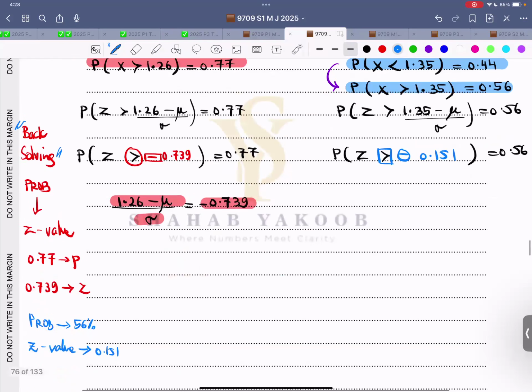So what is the equation standardized? That is (1.35 minus mu) divided by sigma is negative 0.151. This is equation number 2. So this is equation 1, this is equation 2. And then we would solve it simultaneously.